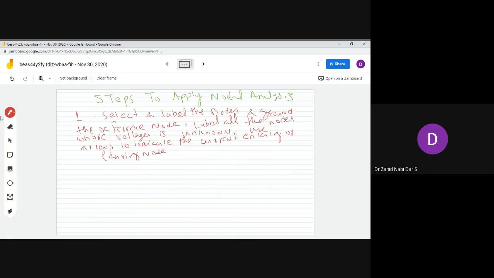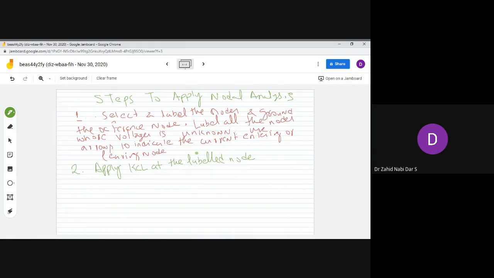Let's see about step number two. How do we go about it? Once we solve one problem, it will become very easy, you will understand it. So once you have done this, then you have to apply KCL at the labeled node. So apply KCL at the labeled node. This would be your step two. So you have to write the currents.